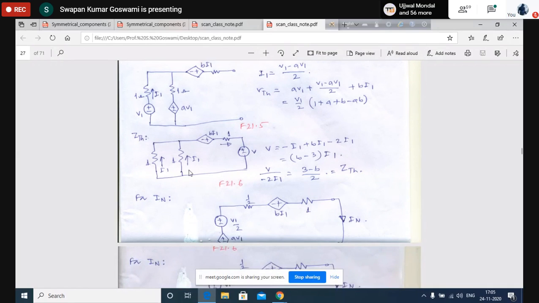Anybody else, any question regarding this Thevenin impedance particularly? I think you could understand this one. Now, is it clear? The second part, that means figure 21.6, where the Thevenin impedance has been explained and found out. Is it clear to you or not? Anybody?